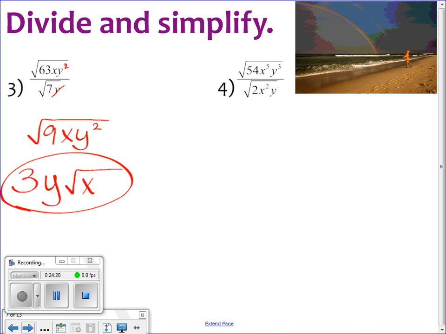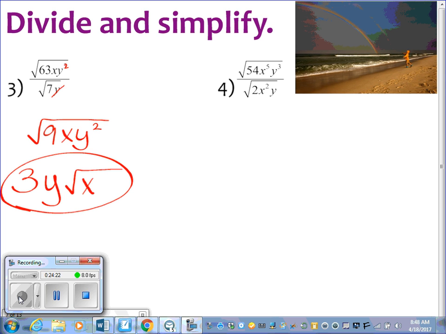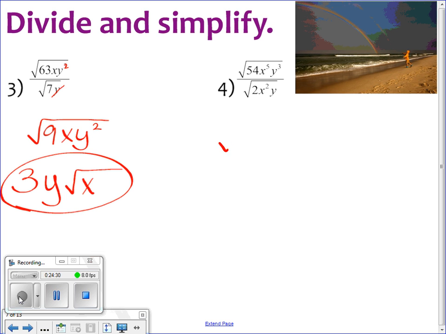All right, why don't you guys try number 4? All right, so number 4, could you simplify the numbers? 54 divided by 2? 27. My x's, cross off these 2, that's going to make that x cubed. And the y's, turn that to y squared. Is there anything left in the bottom of that fraction? No, it's all gone. All right, how about the square root of 27?